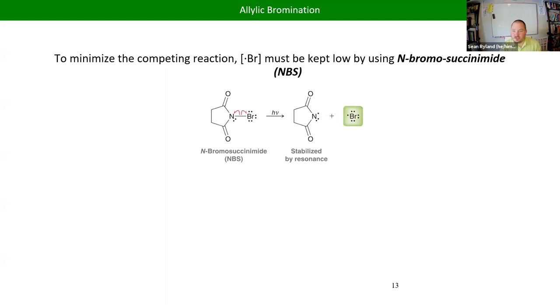Instead of using Br2, we're going to use NBS. And NBS, in the presence of light, will break apart to form free radicals the same way that Br2 does. But it keeps the concentration much lower. This is a slower reaction, and it means that we don't have the right reactants for the alkene addition to take place. For the alkene addition, we needed Br2. This isn't Br2, therefore we're not going to see that addition reaction happen.